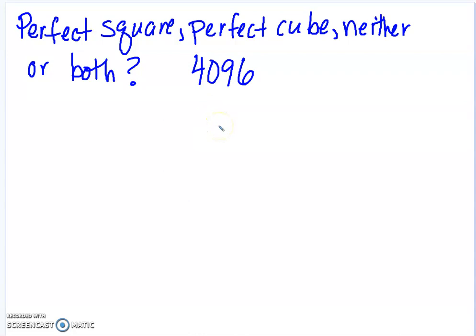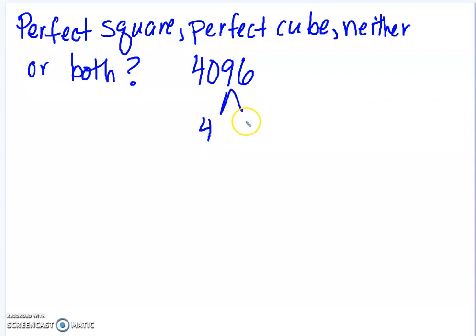So we're looking at using our knowledge about prime factorization to determine if something is a perfect square, a perfect cube, if it is neither of those cases, or if it is both of those cases. So we're going to break them down just like we did before.